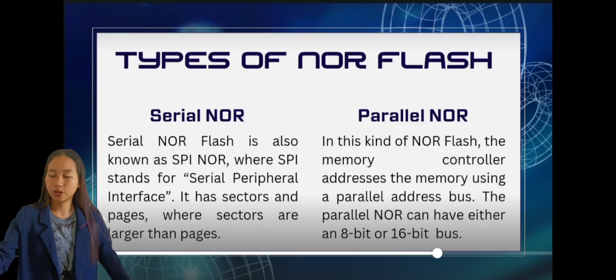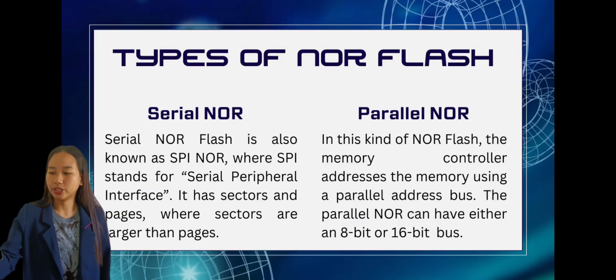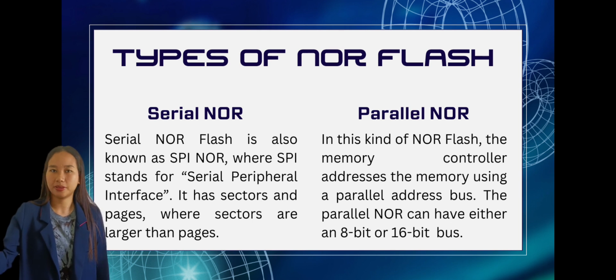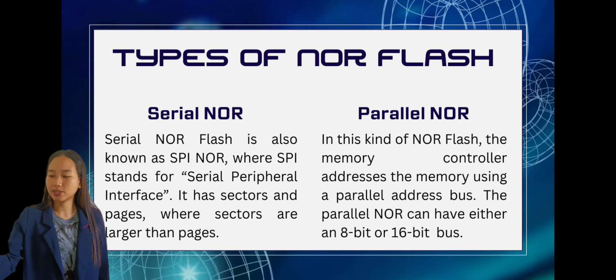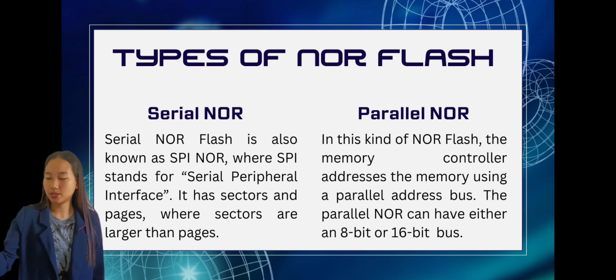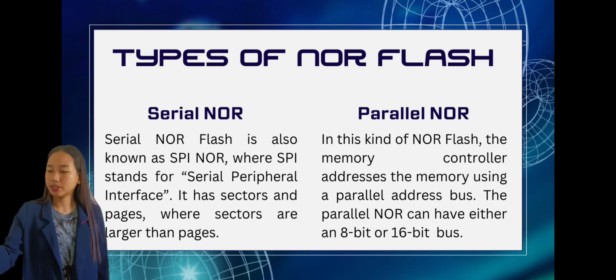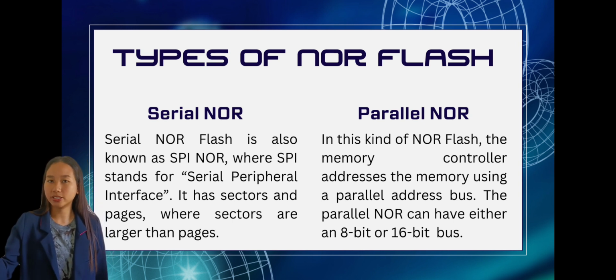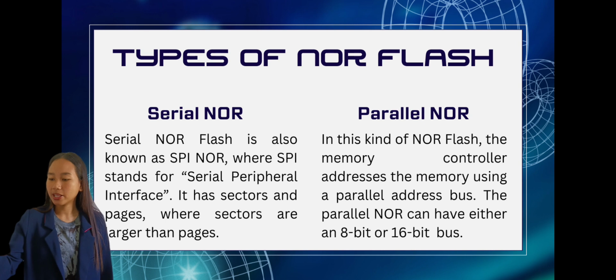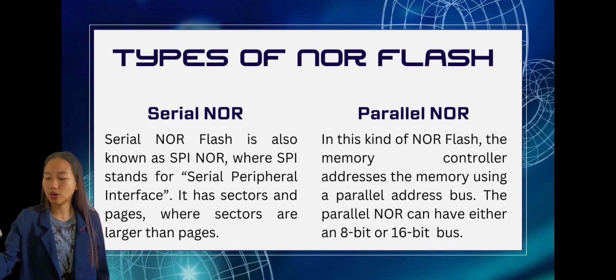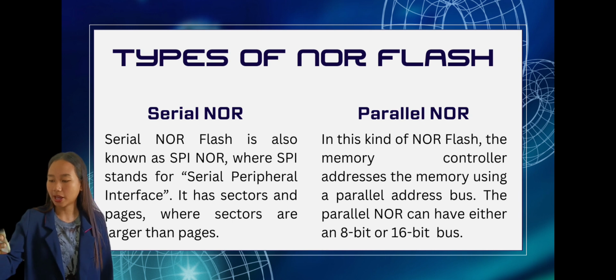Next are the types of NOR flash. We have two types of NOR: first is serial NOR and second is parallel NOR. Serial NOR flash is also known as SPI NOR, where SPI stands for Serial Peripheral Interface. It has sectors and pages, where sectors are larger than pages. So serial NOR is a block of memory whose contents can all be erased at a time, while the data is written on the pages.